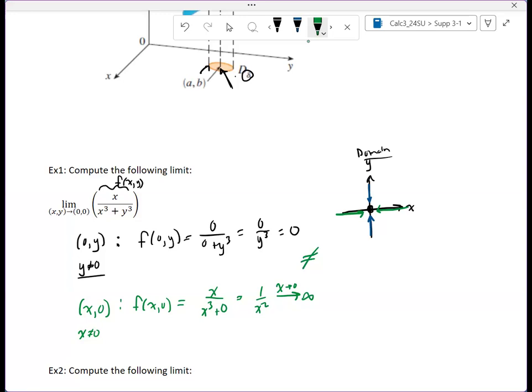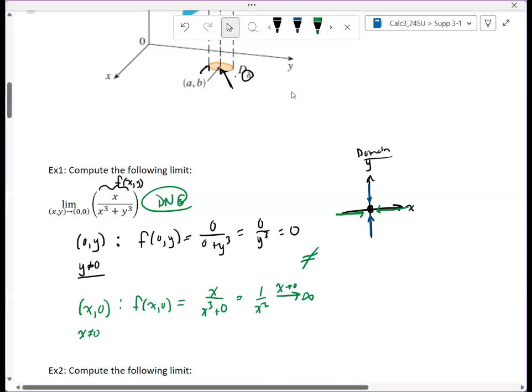This is kind of analogous to Calc 1, when we said sometimes we have a left-hand limit and a right-hand limit that don't agree. In that case, the limit doesn't exist. And that's the case here as well. I found two paths. Along one path, as I approach 0, 0, I seem to approach a certain limit, maybe 0. And along another path, as I approach 0, 0, my outputs approach a different limit, say infinity. That's enough to show the limit doesn't exist, that I found two paths that contradict one another.